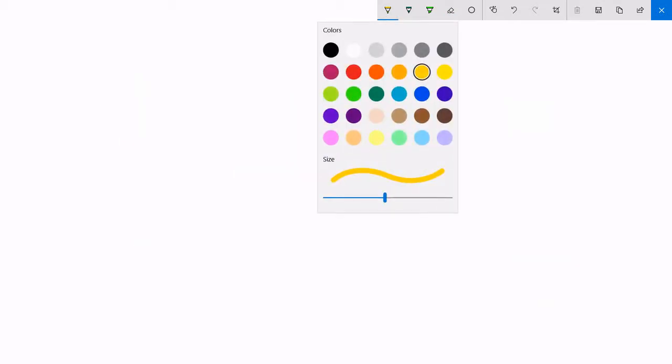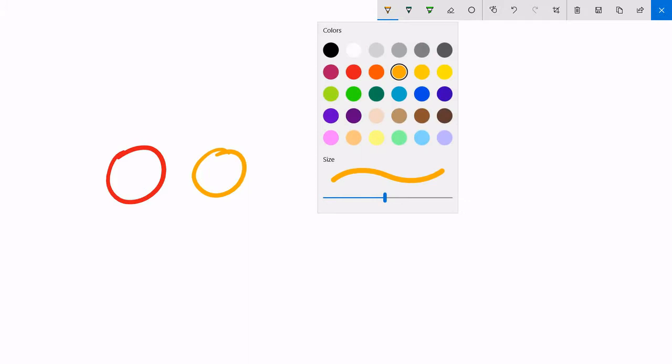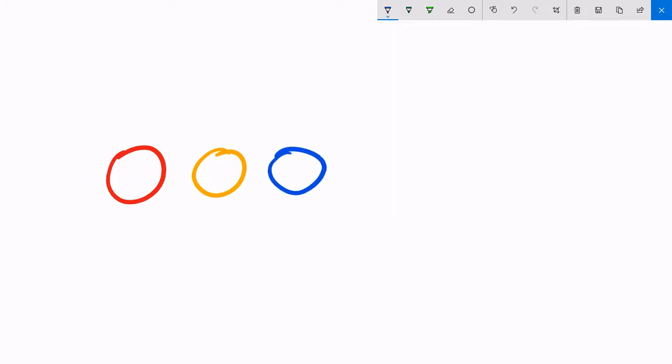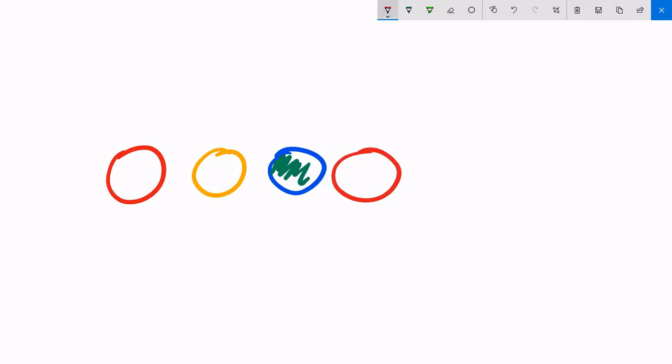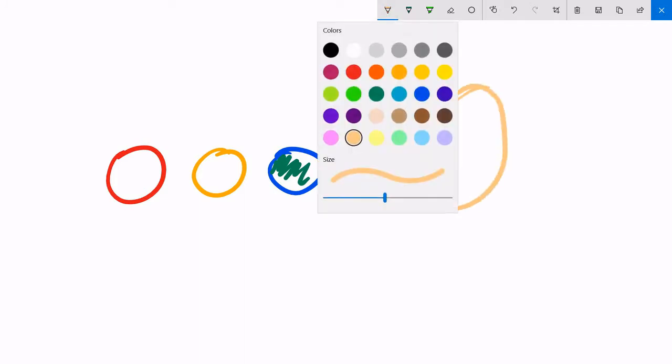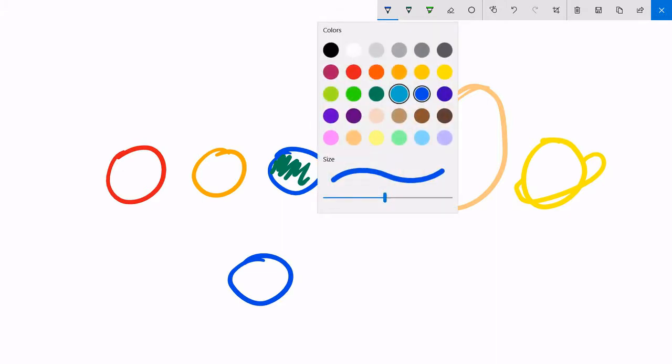For those of you who are familiar with our solar system, you know that we have 8 planets. There's Mercury, Venus, Earth, Mars, Jupiter, Saturn, Uranus, and Neptune.